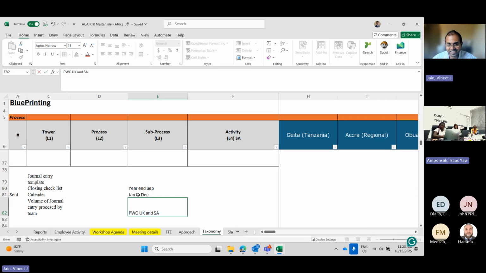Okay. Even though PwC UK and South Africa audit independently, it's very intense, and sometimes it's highly frustrating. Okay. The challenges.